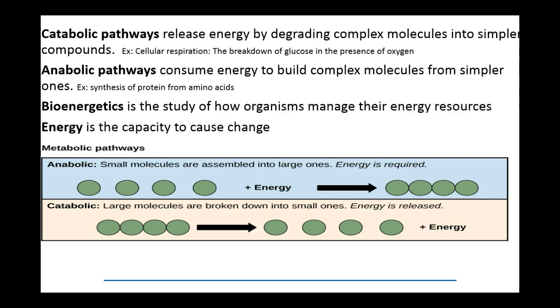Just a refresher, and maybe add a little bit more. Catabolic pathways. Catabolic is a word that we have definitely been familiar with: the degrading of complex molecules, otherwise known as breaking them down into simpler compounds. Anabolic pathways consume energy to build molecules from simpler ones, and these two reactions tend to work side by side.